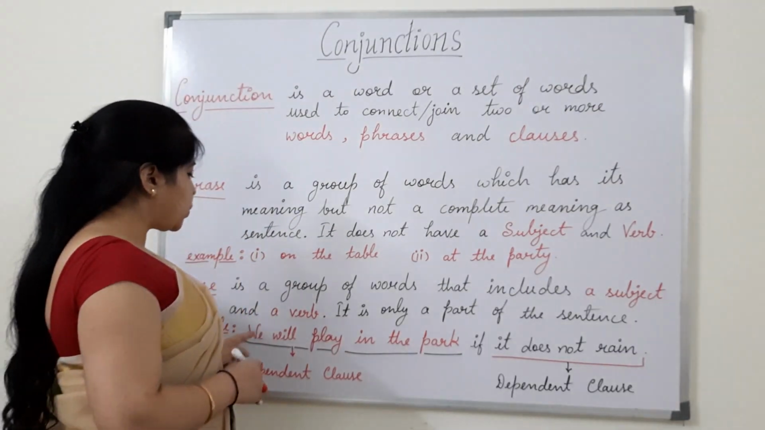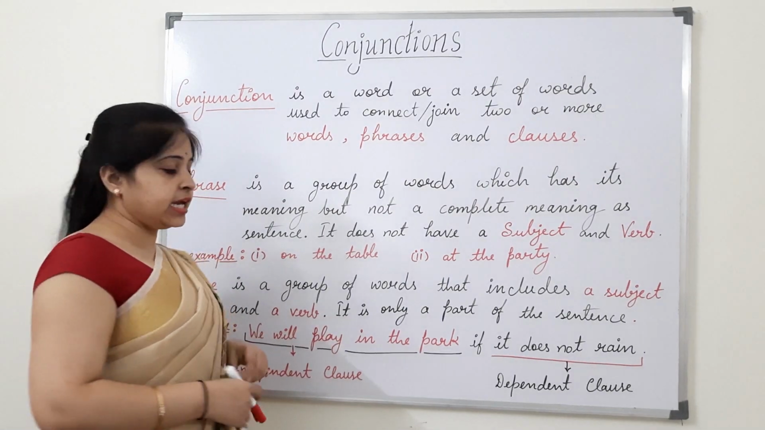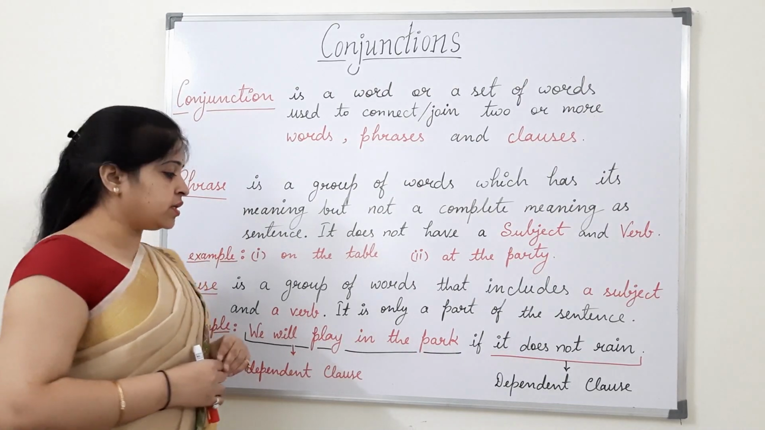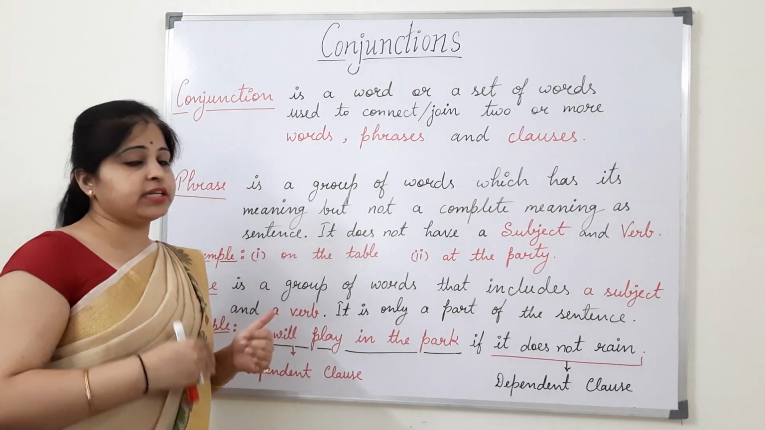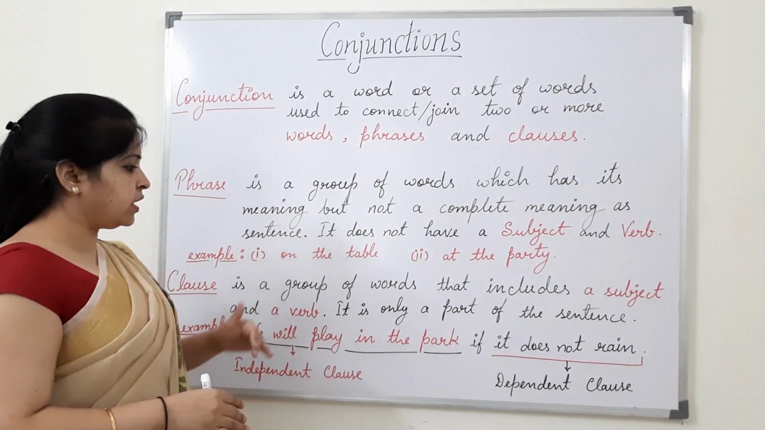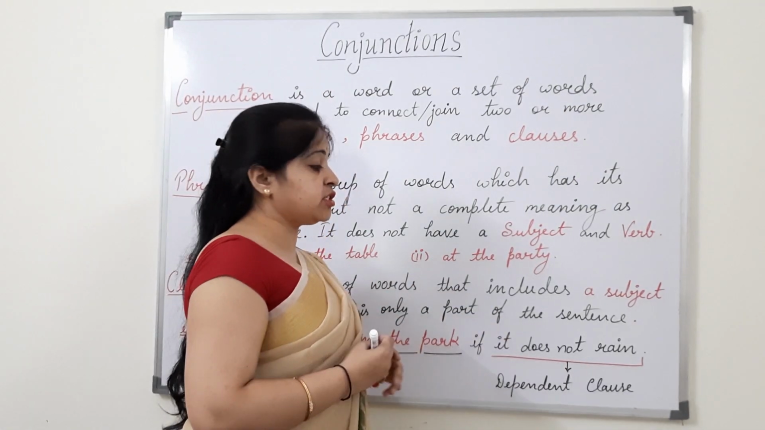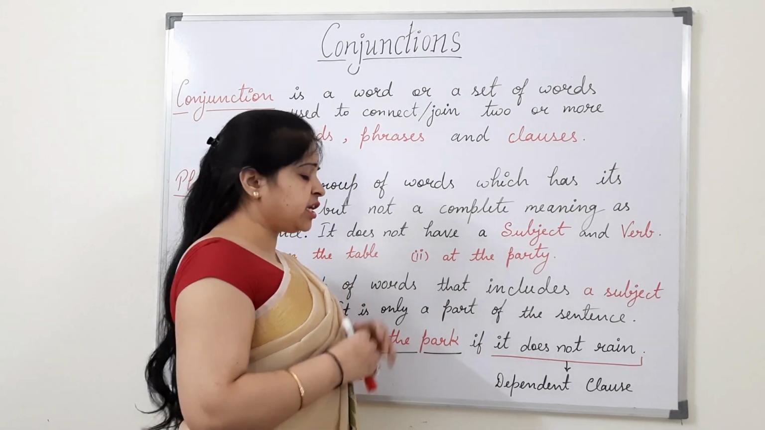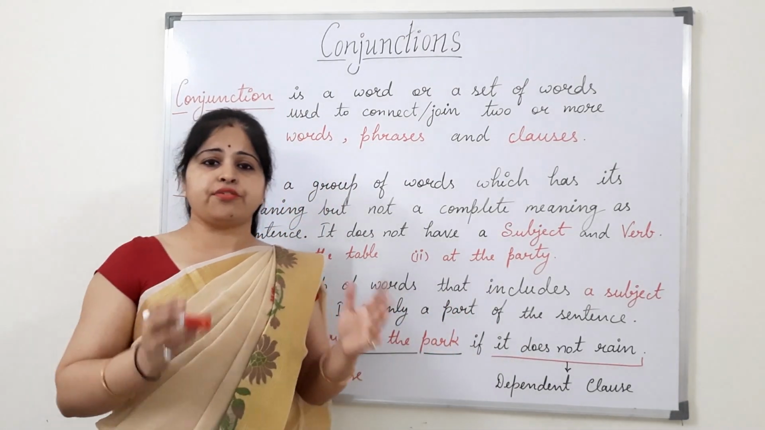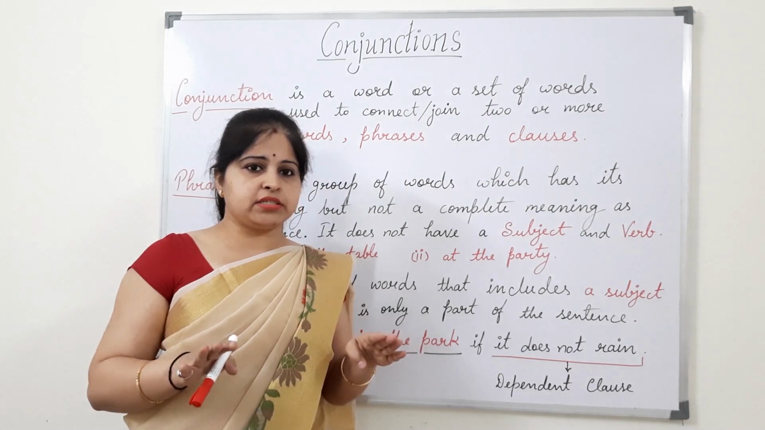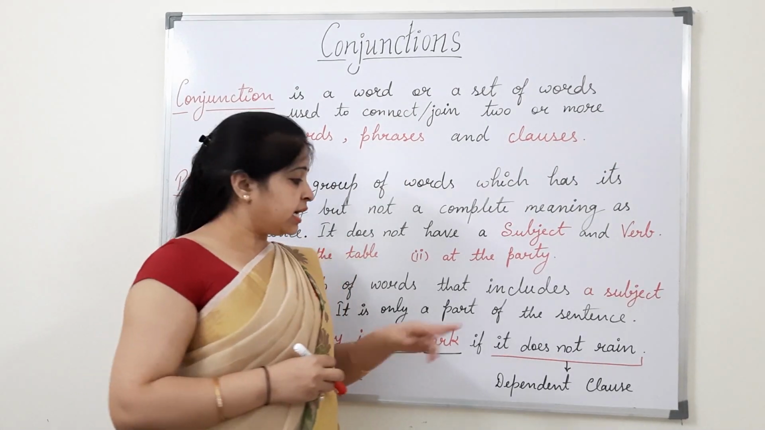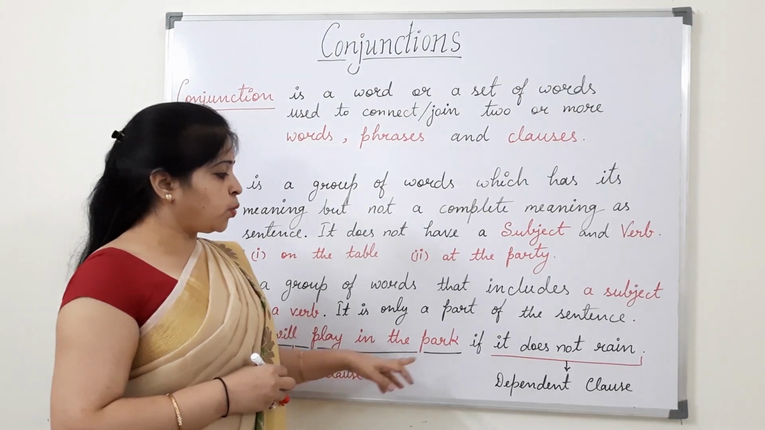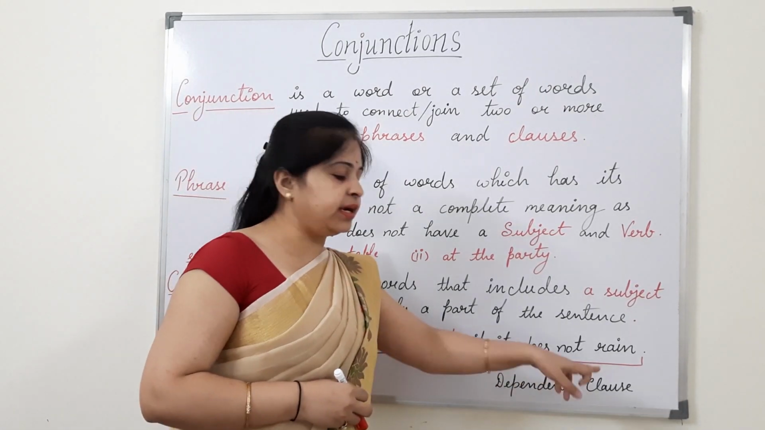First is, we will play in the park. It's an independent clause. Why? Because its meaning is itself clear. It is not dependent on something. Next, if it does not rain. This is also a clause. But if you only say, if it does not rain, is it complete? No. It depends on the independent clause. So, this will be a dependent clause.